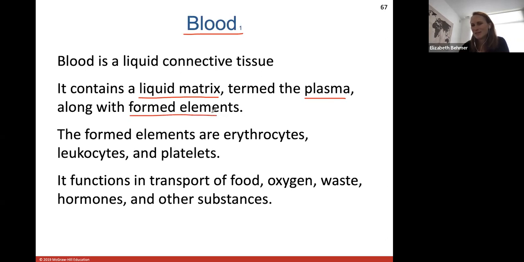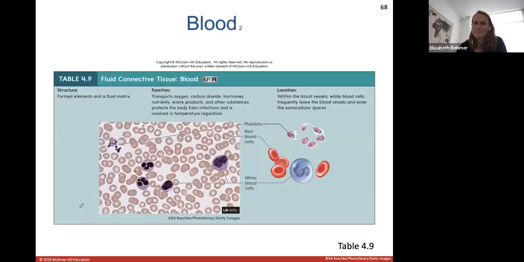And the formed elements of blood will be all the cells: the erythrocytes, which are your red blood cells, the leukocytes, which are your white blood cells, which help in your immune system, and then your platelets, which help to form blood clots if you cut yourself accidentally. Blood functions in transporting food, oxygen, waste, hormones, and everything else. So blood is very important. So here we have blood, and we'll look at blood a lot, and we'll get into blood typing and the cardiovascular system when we get to that chapter.